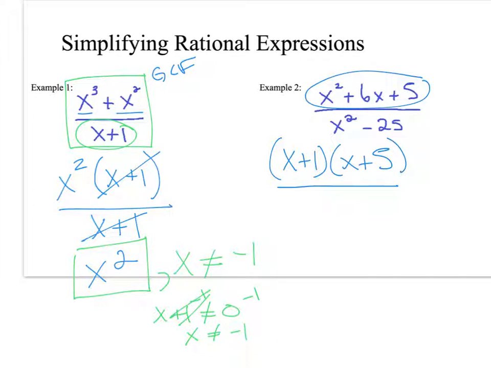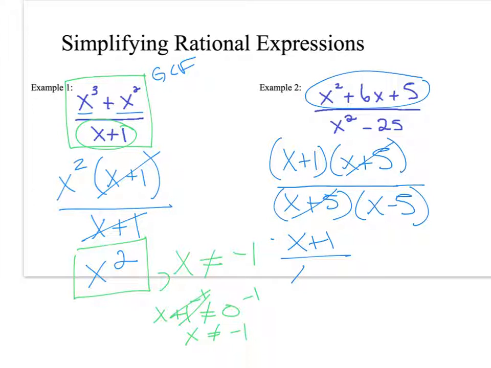Now, x squared minus 25 is going to be the difference of squares, so I'm going to use x plus 5 and x minus 5 as my factors that way. And now I'm going to look for like factors. X plus 5 and x plus 5 are like, so I can cancel those out. That leaves me with x plus 1 on the top and x minus 5 on the bottom. And that's as simplified as I can get it.